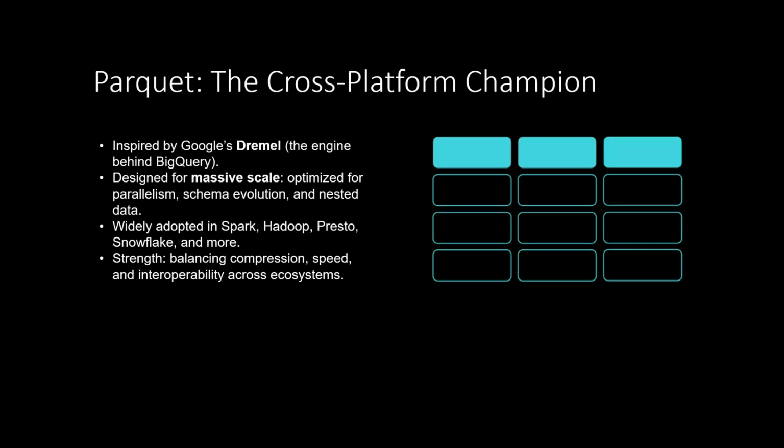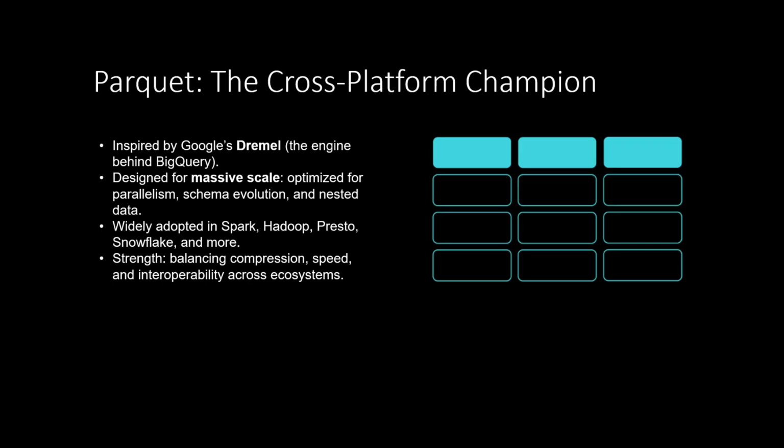Now let's talk about Parquet first. What is the USP of Parquet? It is a cross-platform champion. What does it mean? It can be used across platforms. This Parquet file format was inspired by Google's Dremel. So Google came up with Dremel and wrote a paper on that. And this was the basis of their BigQuery. And that's when later on Parquet came in.